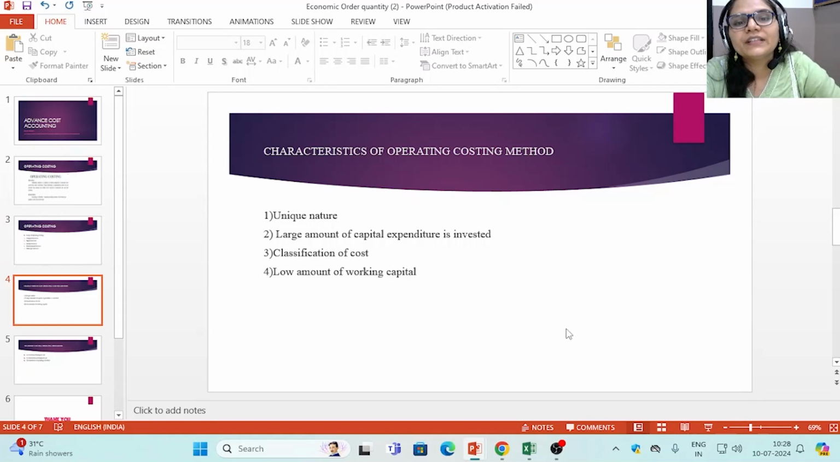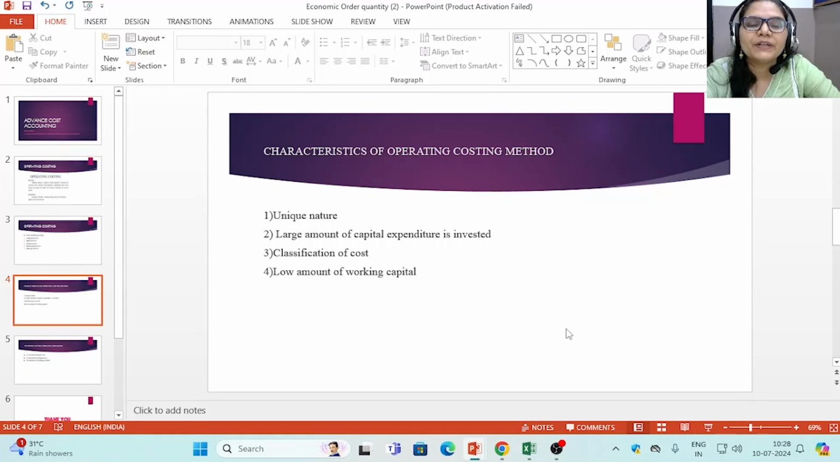Next are the characteristics of the operating costing method. Unique nature. Undertakings are engaged in providing and operating services of unique nature, meaning any service you are providing has some unique features of its own. As we have talked about, if you are providing transport services, it will have some unique features which will be different from entertainment services. If you are providing entertainment services, they will have unique features different from welfare services. So every service has its unique nature.